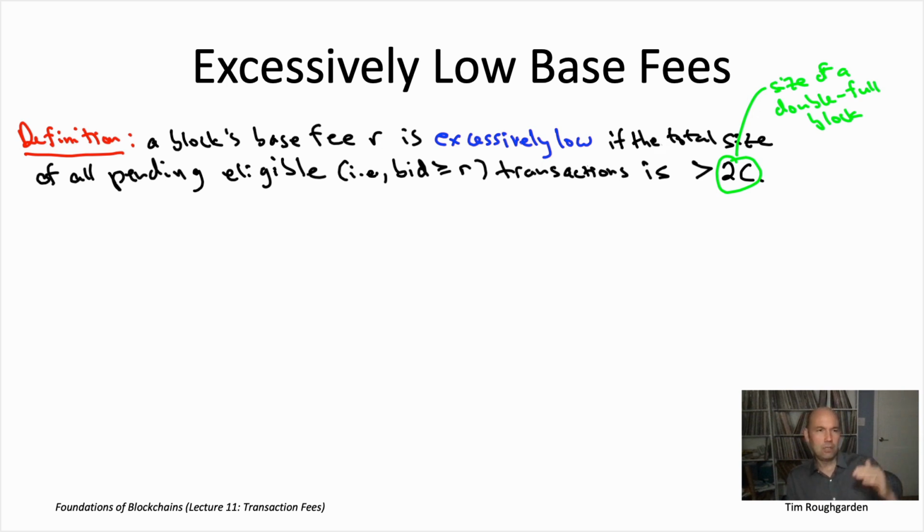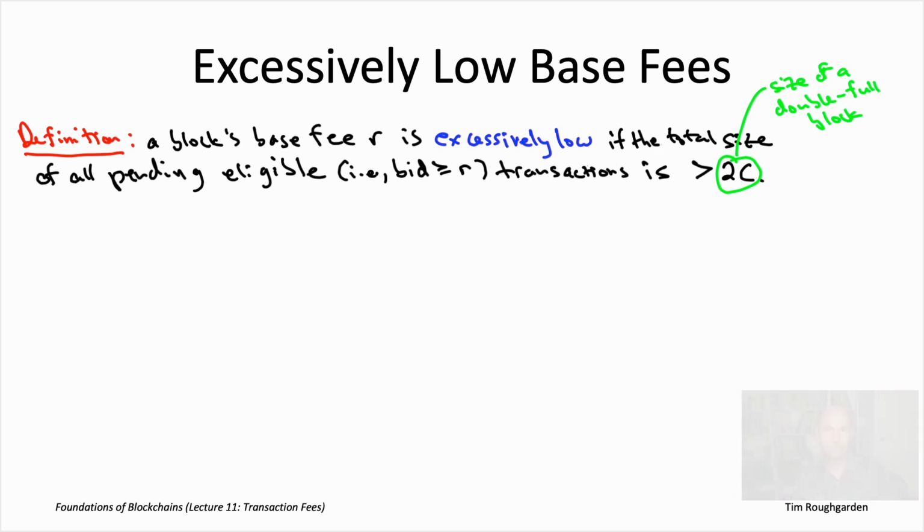Now, don't forget the local search procedure that's part of the transaction fee mechanism. That's adjusting the base fee up and down to try to find the market clearing price with respect to a normal size block, with respect to a capacity of capital C. So if ever the total size of all the pending eligible transactions exceeds 1 times capital C, that's already a base fee that is too low and that we want to increase. Here we're saying not only is the total size of the eligible transactions bigger than capital C, it's even bigger than capital 2C. So that's the sense in which this base fee is way lower than the market clearing price. That's the sense in which it's excessively low.